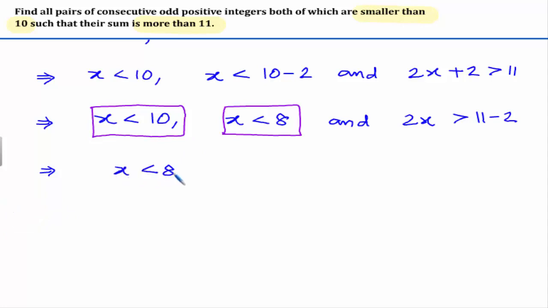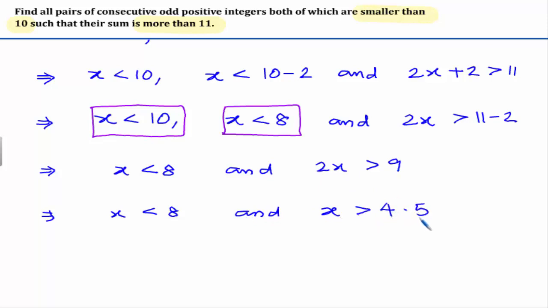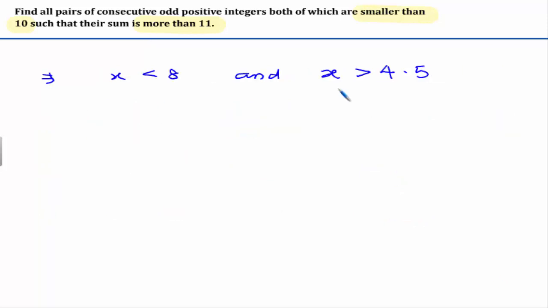which is x less than 8. And 2x is greater than 9. This is x less than 8, and here let us divide both sides by 2, then we get x greater than 9 by 2, which is 4.5. That means if we look at the two conditions, x should be more than 4.5 and it should be less than 8, and both numbers should be odd.